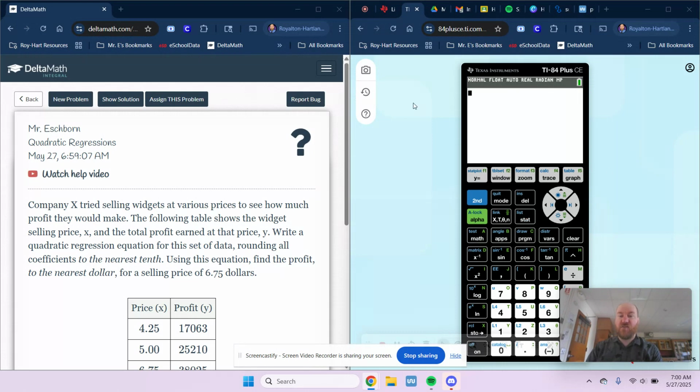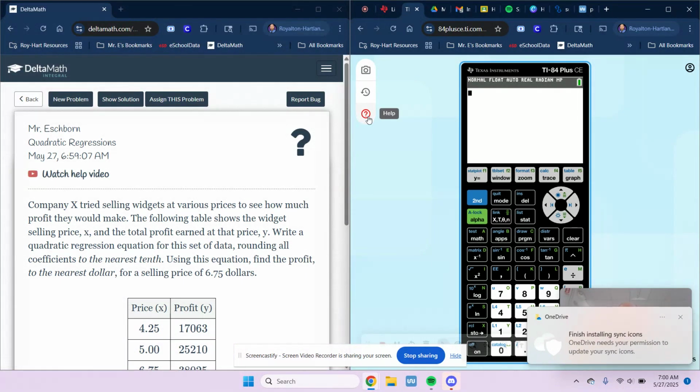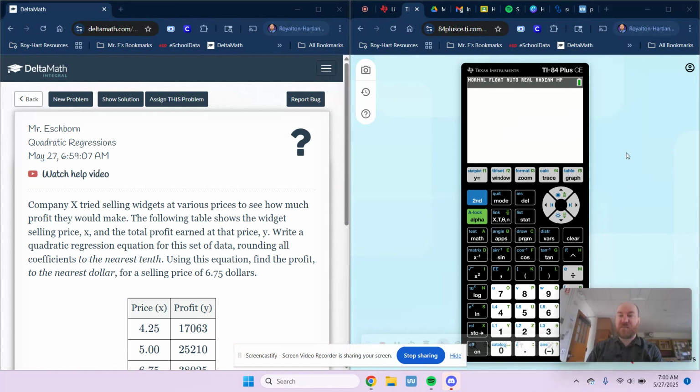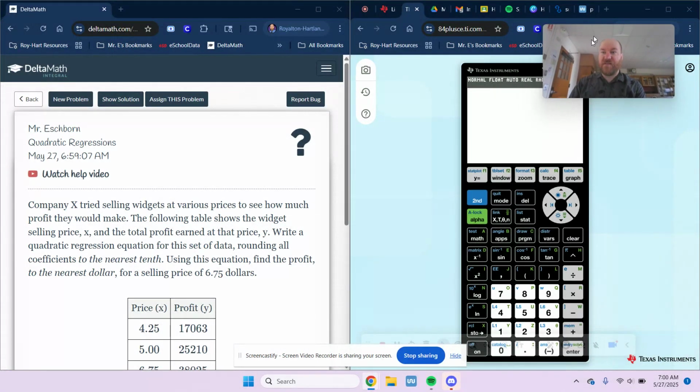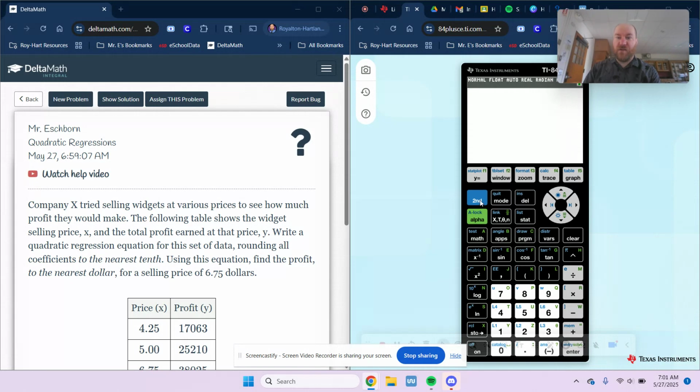First thing we're going to do is reset the calculator. If you don't know how to reset the calculator, you need to do second and then plus sign. And then we're going to hit reset number 7. We're going to reset all RAM, and we're going to reset. So 712 is the buttons you push. And the reason why we do that is because there's some settings that get changed every time you do regression.